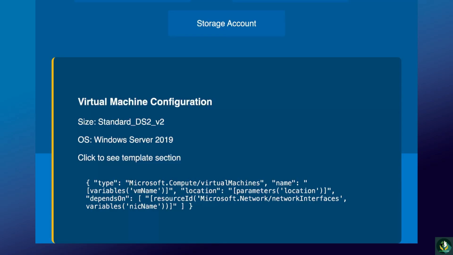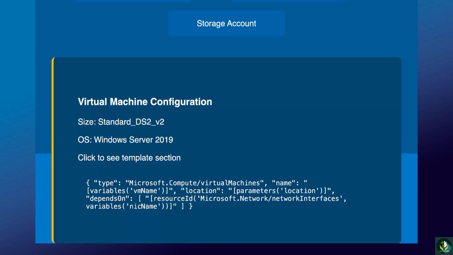So if we take a look at the template itself, here we specify first off the type. The type field specifies the type of resource being defined here. Here it's a virtual machine under the Microsoft.Compute namespace. This tells Azure Resource Manager exactly what kind of resource to create.